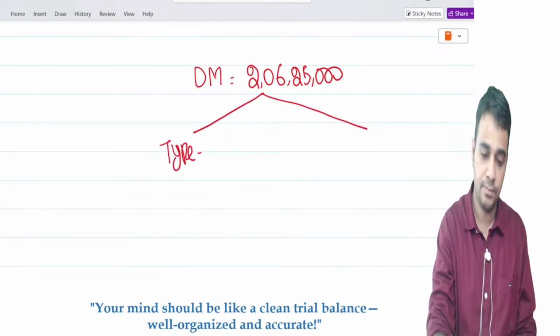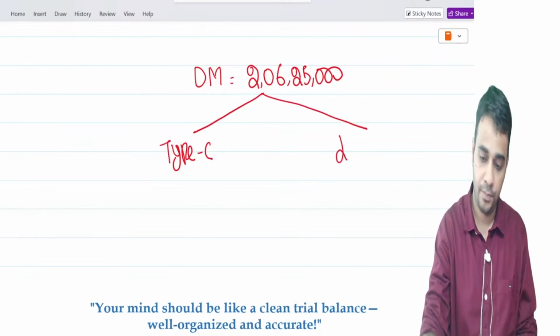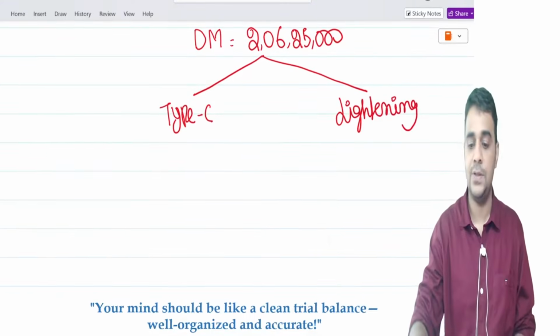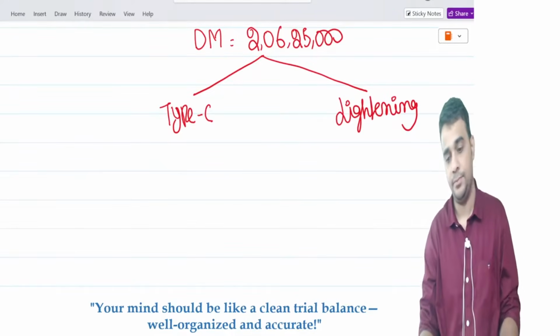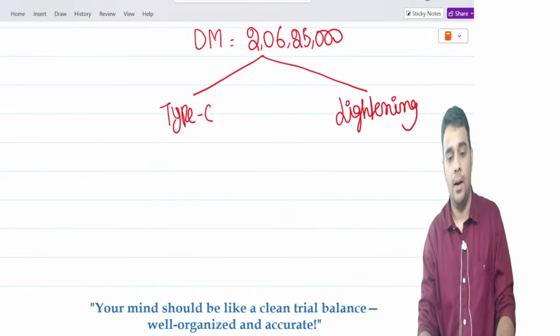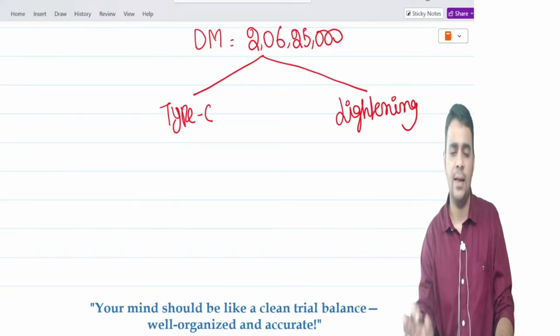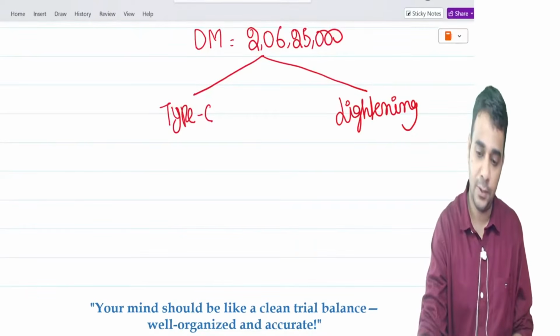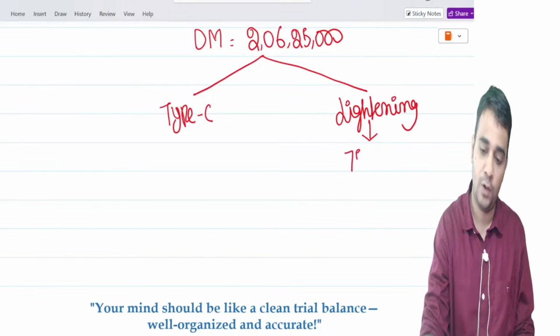Type C, lightning. Two types of product are there. There's a type C product and there's a lightning cable. How many units of type C and lightning? One of them they have given in the question: 75,000. Read the first para and tell me what will be type C then.